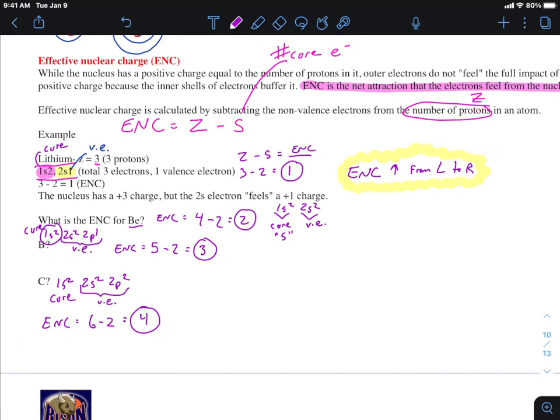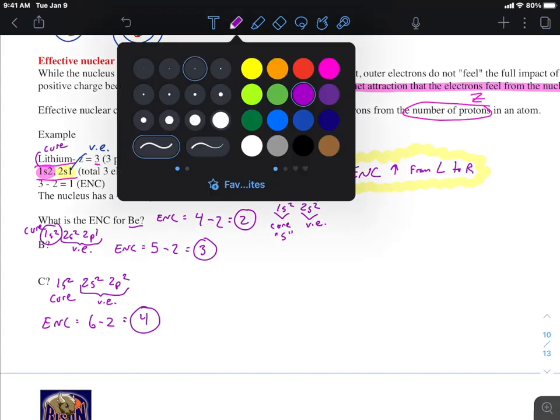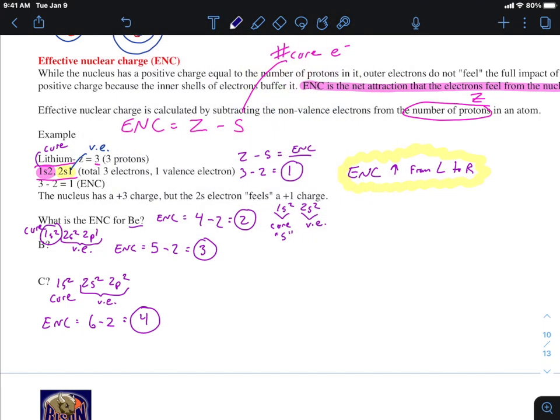So what about the other pattern, which is vertically? Let's talk about a vertical trend. Remember, what do we call elements that are in the same vertical column? Groups. They're the same group or same family. So we just did lithium. We saw that lithium was a +1. So the element below lithium is sodium.